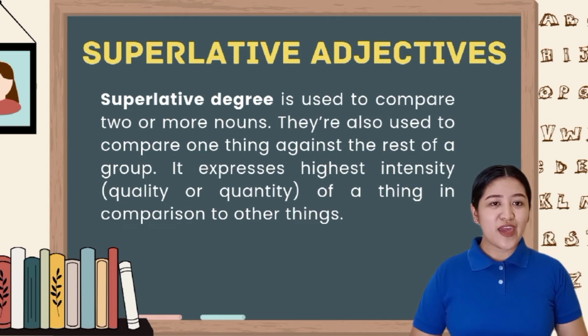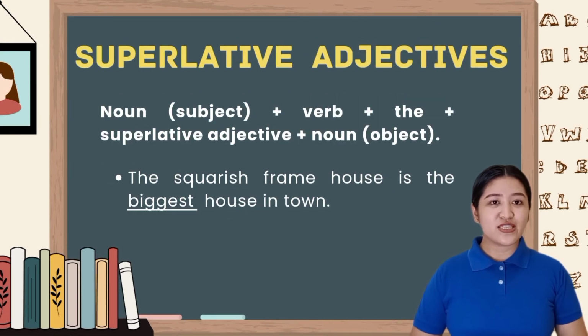Words like of and in are used after a superlative adjective in a sentence. An article the should be used before a superlative degree when modifying a particular noun. The sentence structure here is noun or the subject, plus verb or the linking verb, plus the, plus superlative adjective, plus the noun or the object. For example, the squarish frame house is the biggest house in town.